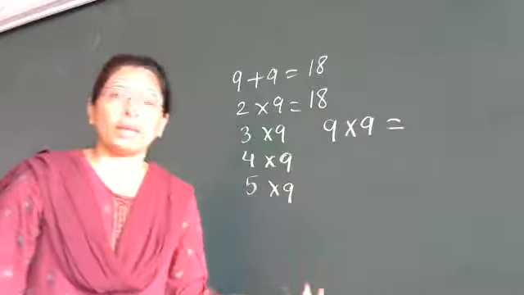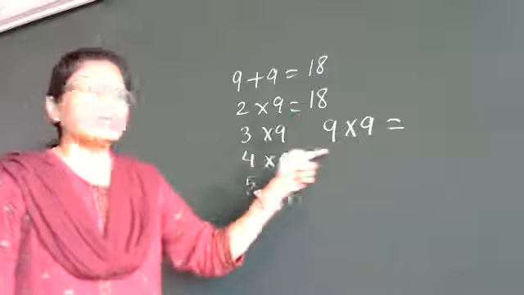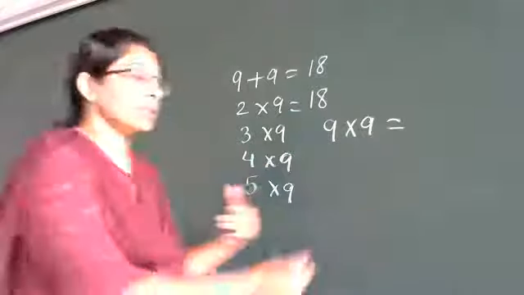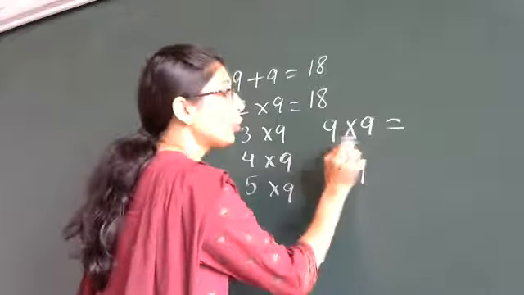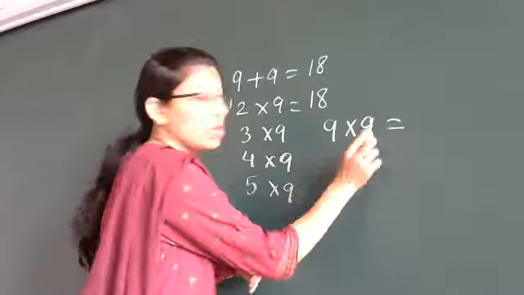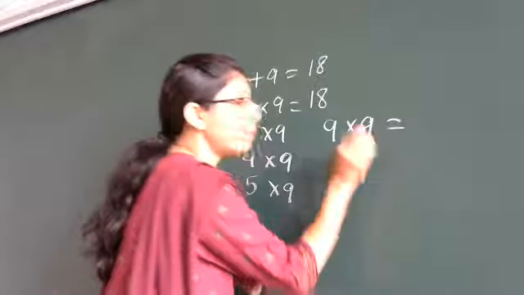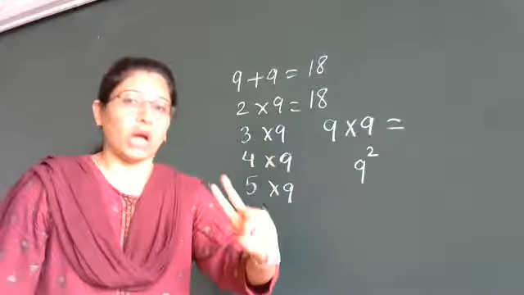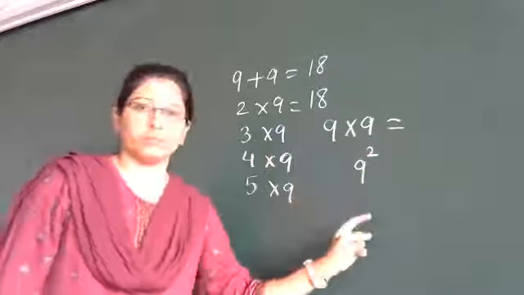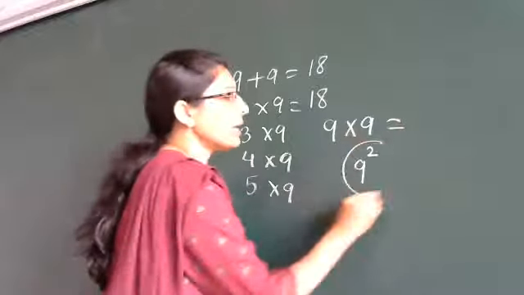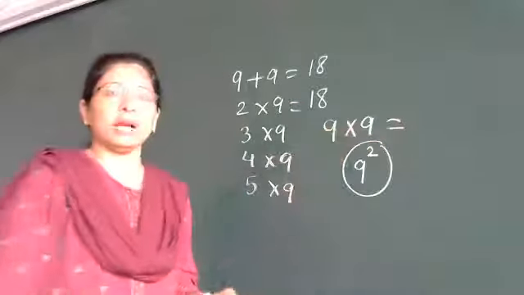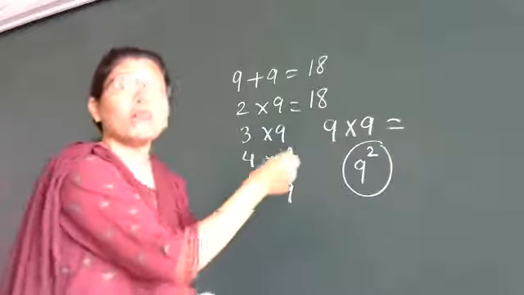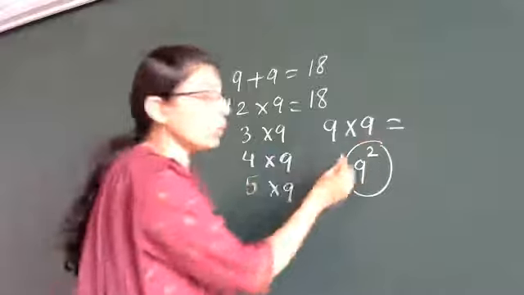Now, there is one more method. We can write this multiplication in a shortcut form. In this method, 9 is multiplied 2 times, so we can write it as 9 to the 2. When the same number is multiplied 2 times, we write it like this. Here the same number is multiplied, so this is a new notation for you, and we are going to learn about it.